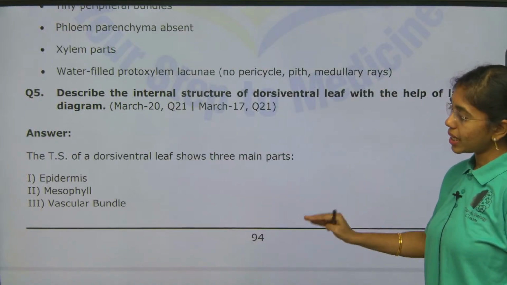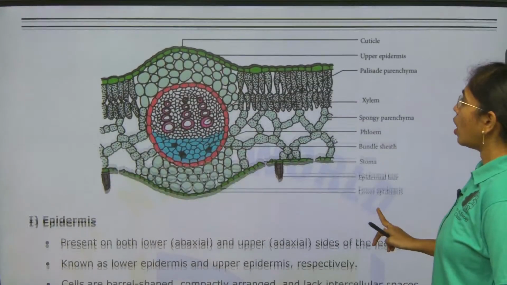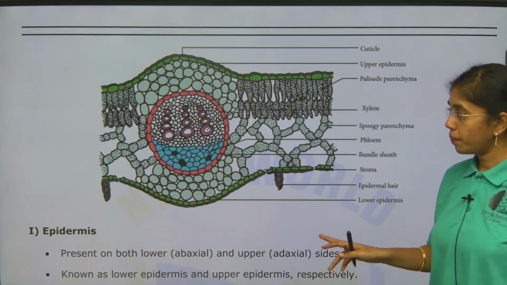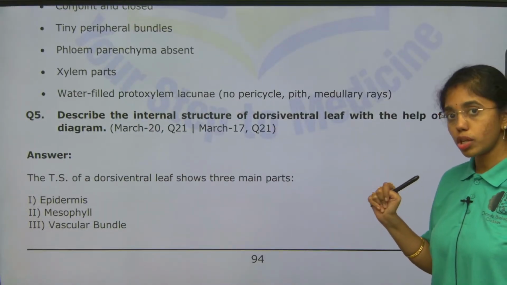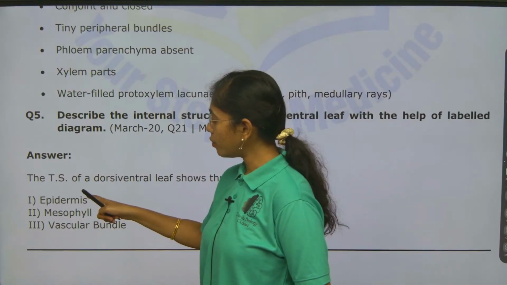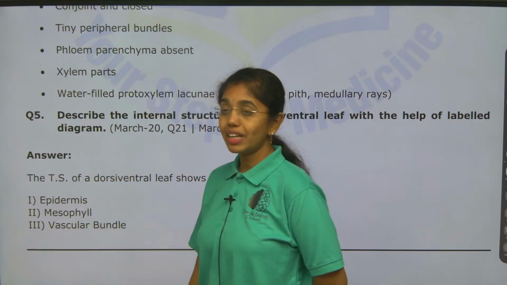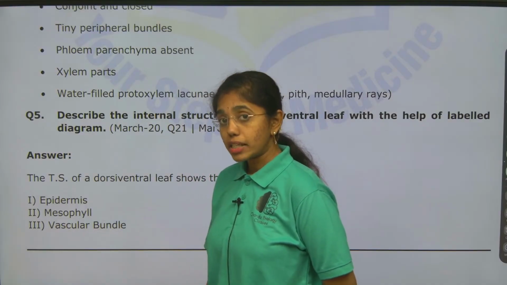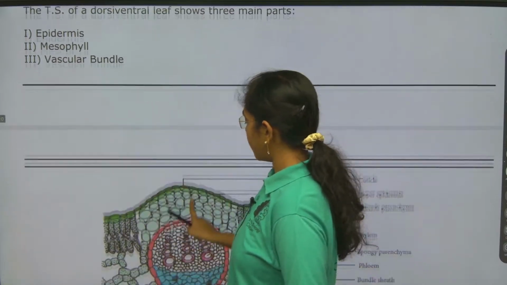One is epidermis, second is mesophyll, and third is vascular bundles. Here the ground tissue system is mesophyll only. If you express the answer in terms of the three tissue systems, that is also fine. Under the epidermal tissue system of a dorsiventral leaf, only epidermis will come. Under the ground tissue system, only mesophyll tissue will be included. Under the vascular tissue system, vascular bundles are present. Okay. Here we go.